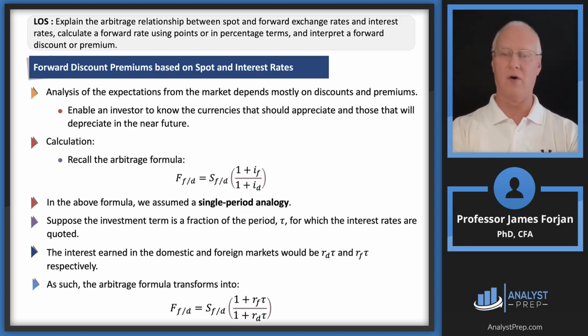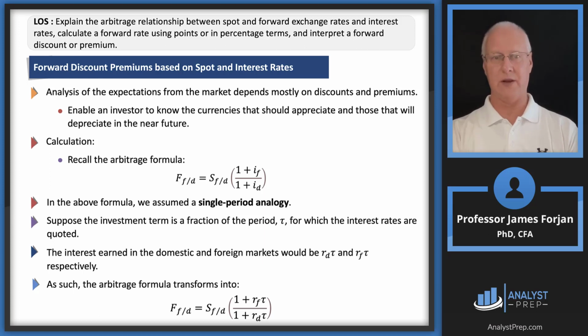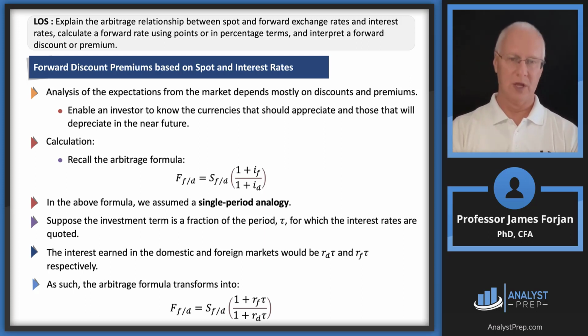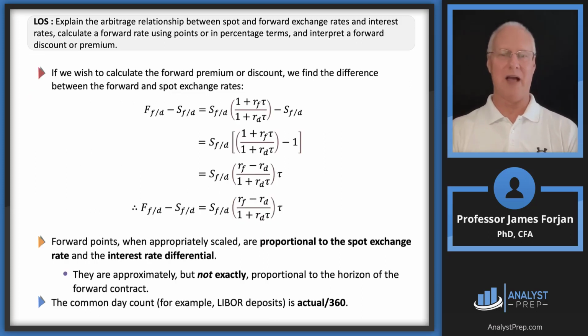So this is all what the section here at the end of this learning module does. Look what we have in the very middle: single period analogy. All that stuff that we've done is based on probably 1 year's time. But suppose that the investment term is just a fraction of a period. Then what do we do? Well, we do the same thing that we did back in time value of money.